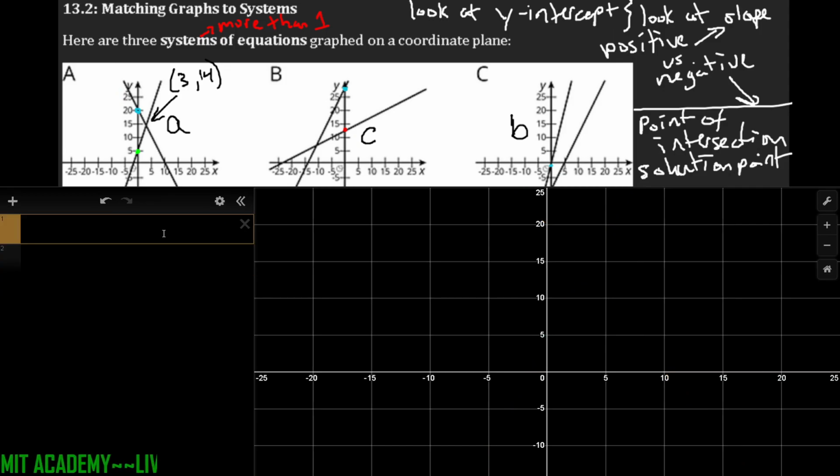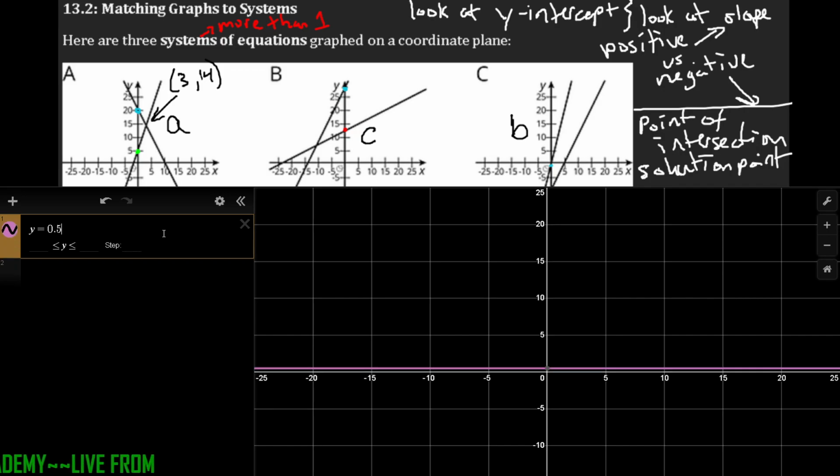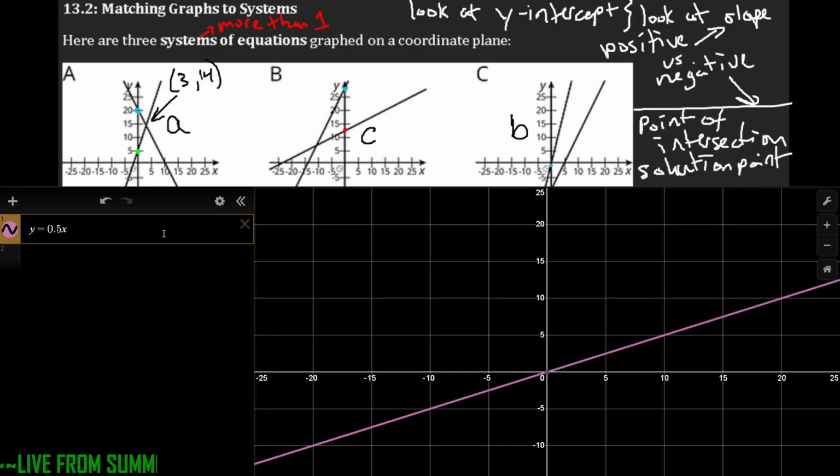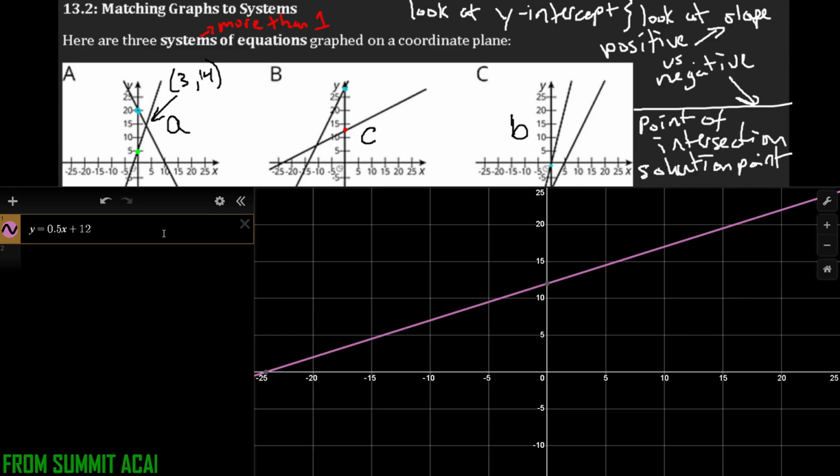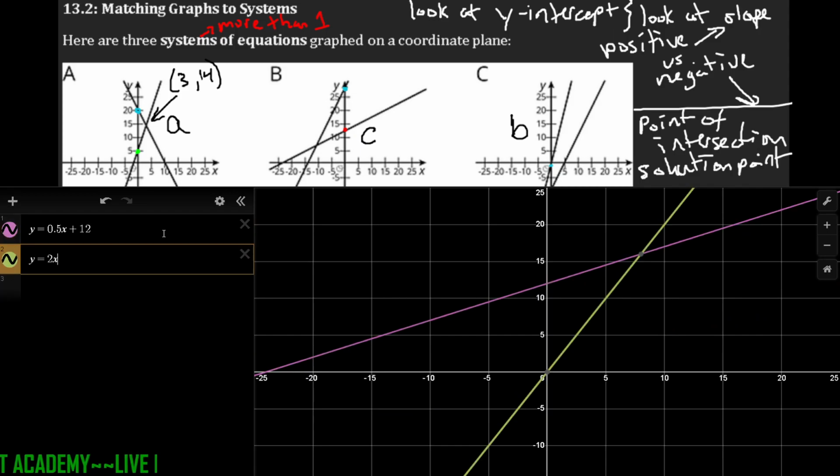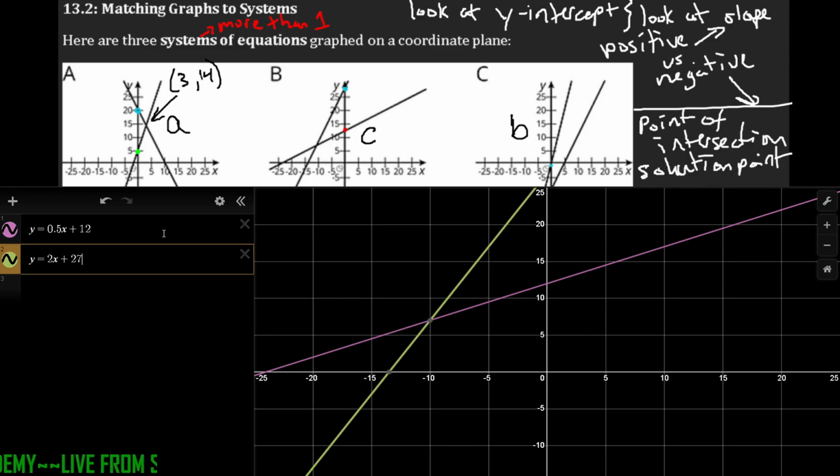First equation we have, let's do C. Since we had C matches with capital B, it said y equals 0.5x plus 12, and we had y equals 2x plus 27. Find where your graphs meet.